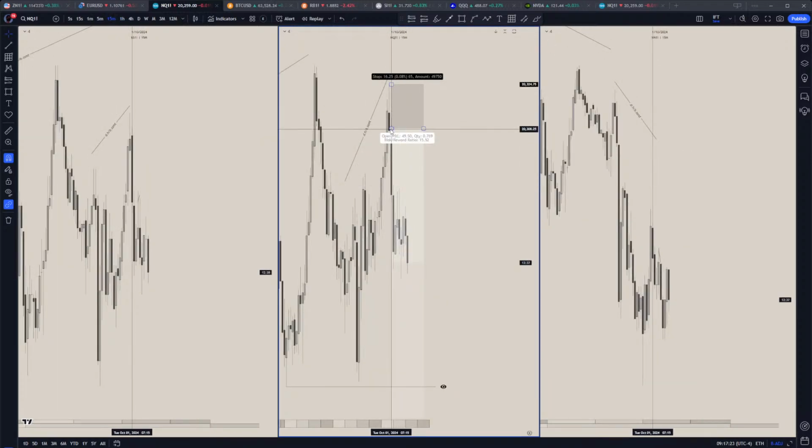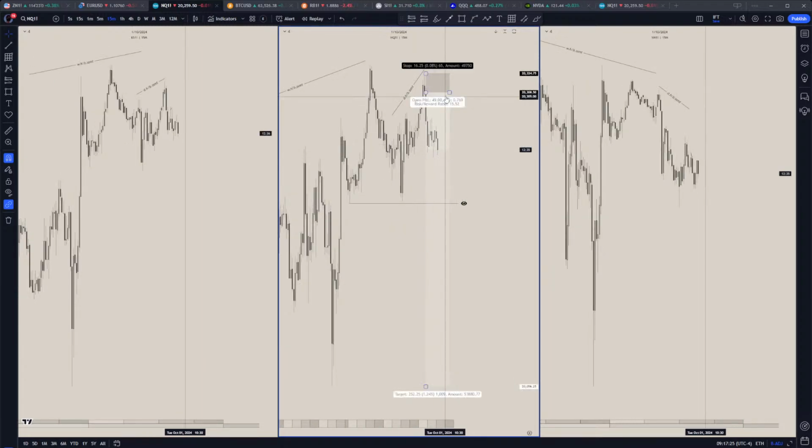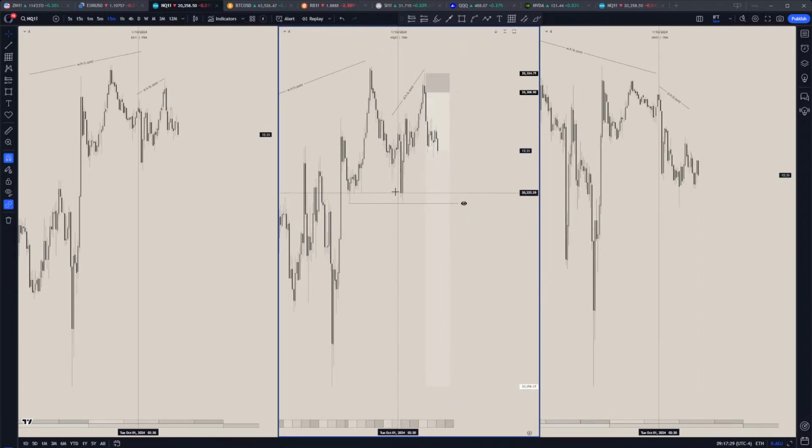I entered at the high here, taking a partial already. I just moved my stops to break even, and I'm going to take off the rest of my position pretty much at London low. I'm going to leave one contract as a runner and see if we can go for previous day low.